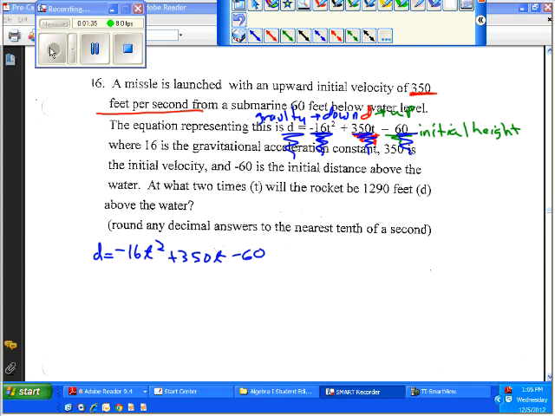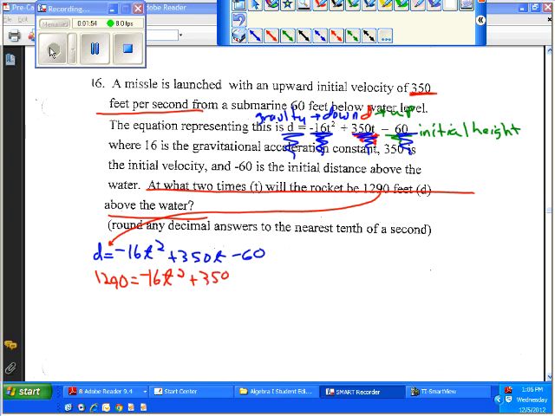What we gave you was: at what 2 times will the rocket be 1,290 feet above the water? So distance above water would be 1290 is equal to negative 16t squared plus 350t minus 60. We realize that we have a quadratic because there's a t and a t squared. It has an a, b, and a c, so we would solve by factoring, or the AC method. With big numbers, we generally go ahead and use the quadratic formula.